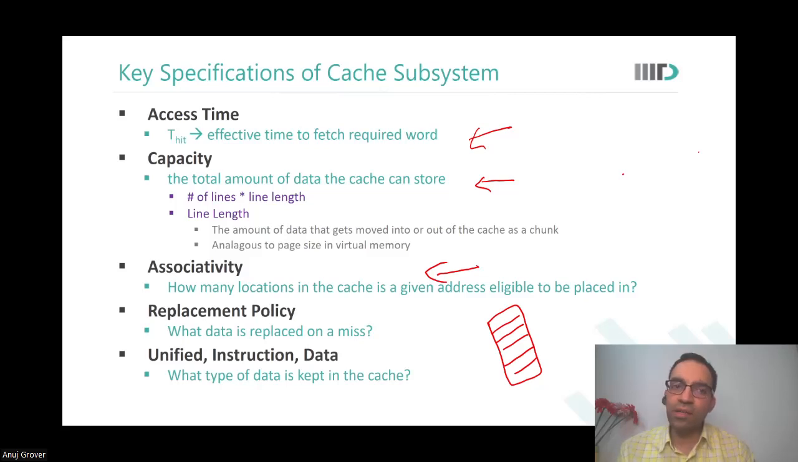Another specification around the cache subsystem is, do we have a unified cache or a separate instruction and data cache? In a unified cache, both data and instructions could be stored in the same cache. But as the second case suggests, you could also keep independent instruction and independent data caches. What could be the benefit of keeping independent instruction and data caches?